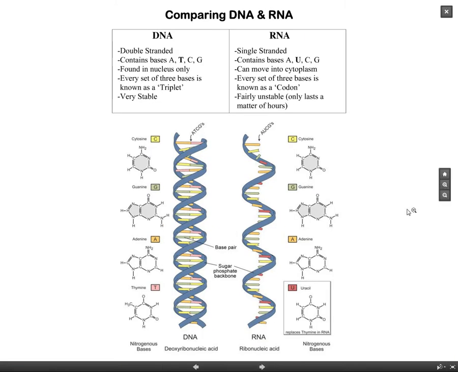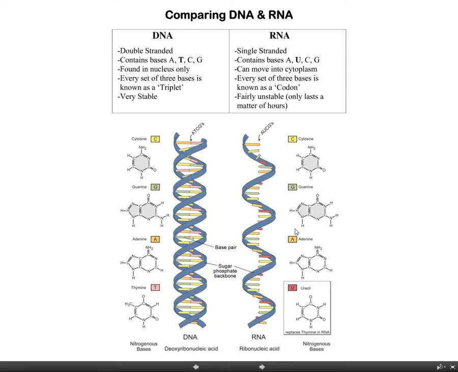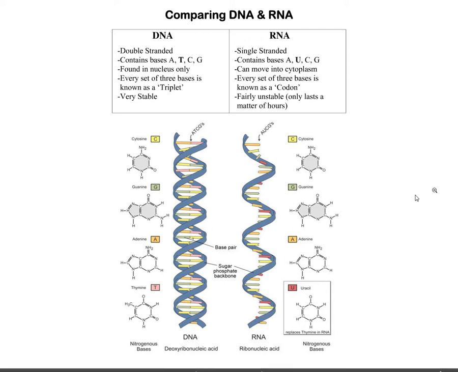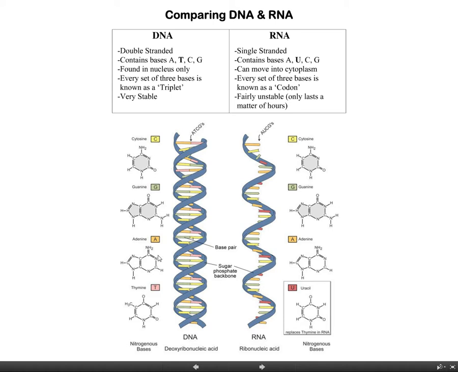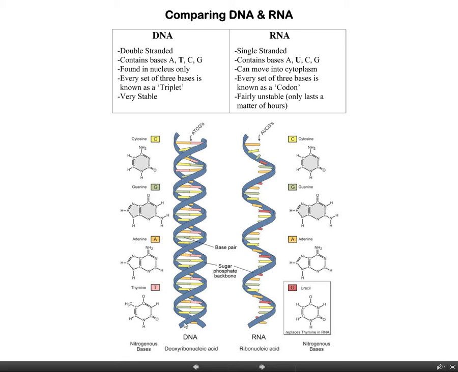So before we finish up for transcription, we just need to look briefly at the differences between RNA and DNA. So I've got DNA on the left here and RNA on the right. So the first key thing, which is really quite apparent, is DNA is double-stranded. It's got 2 strands. RNA is single-stranded, and hopefully in the picture here you can kind of see what we mean by that. DNA contains the bases A, T, C, and G: adenine, thymine, cytosine, and guanine.